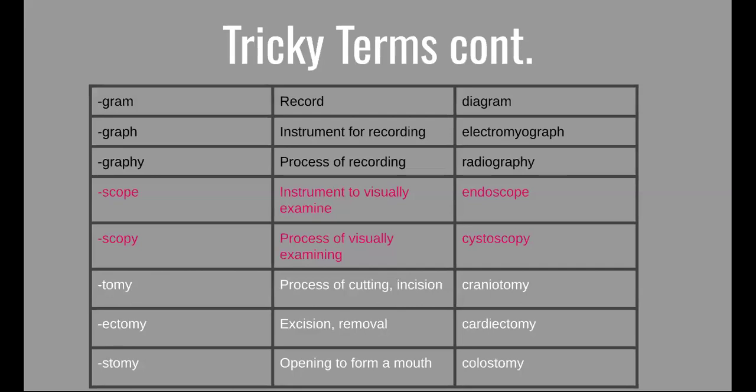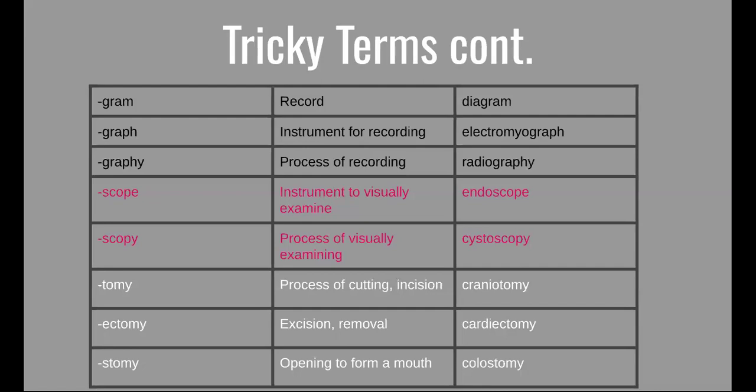Continuing from the tricky terms, we can use the same trick on these. First, we have gram, graph, and graphy. Gram means to record. Graph is an instrument for recording. And graphy is a process of recording. With these words, you can see that they begin the same but end differently, and they all have different definitions. The example words for these would be, for gram, diagram; for graph, electromyograph; and for graphy, radiography.